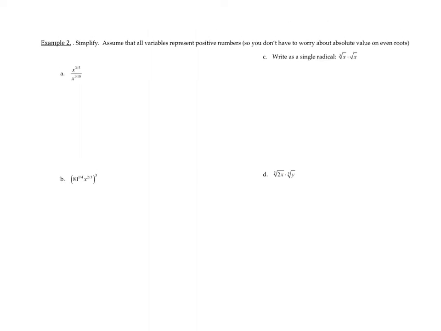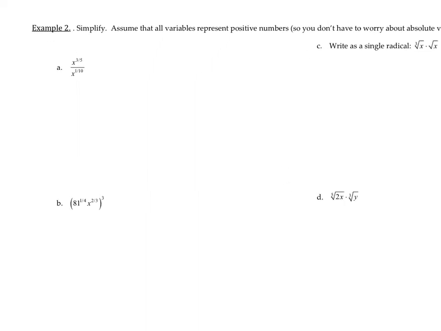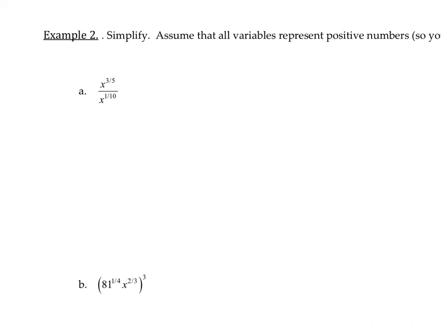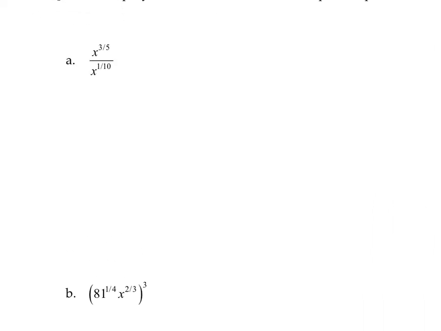Okay, let's do some more exponent rules. Now we're doing things that are kind of a mixture between exponents and radicals. So we are simplifying, and again, assuming we have positive exponents. So something like this, x to the 3/5 over x to the 1/10.